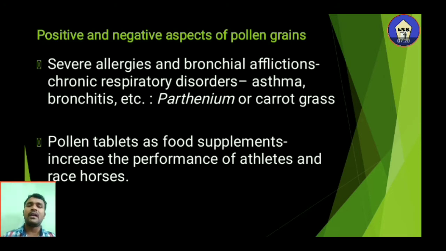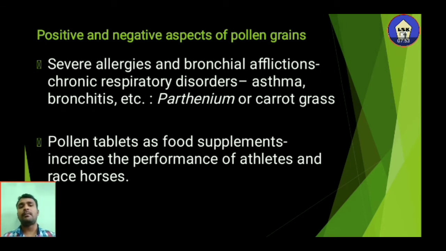The capsules prepared by the pollen grains of some plants are used as food supplements to increase the performance of athletes as well as race horses. As we all know, the pollen grains have reserve food material. They are nutritive rich. So the tablets or capsules prepared from the pollen grains of some plant families are used to provide additional nutritive supplements to the human body, especially in the case of athletes as well as race horses.